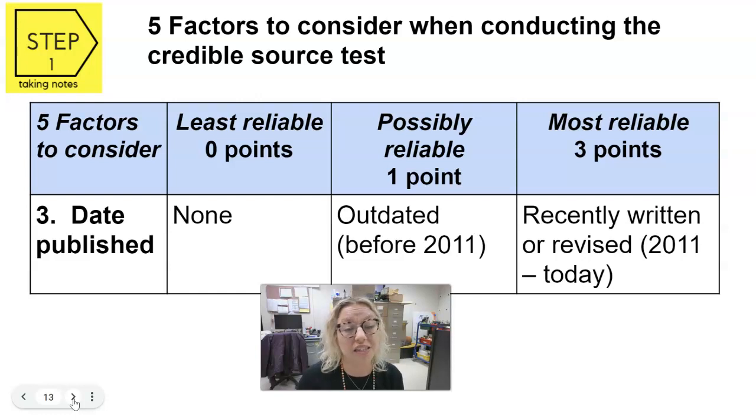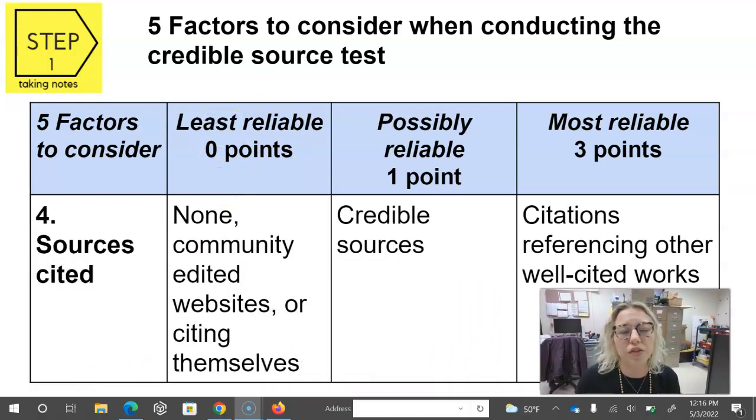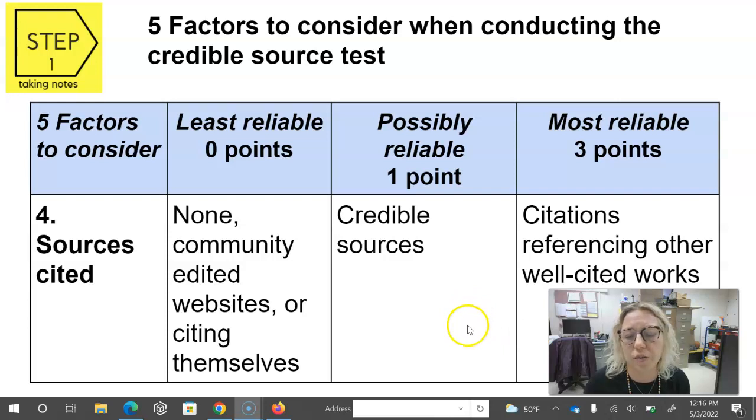The third factor is the date it was published. We want to find articles that were published in the last 10 years for this assignment. So if it's recently written, it's going to get 3 points. If it's outdated, it gets 1 point. If there's no date, it gets 0 points. So we want the more points, right? The more points, the more credible your articles are.